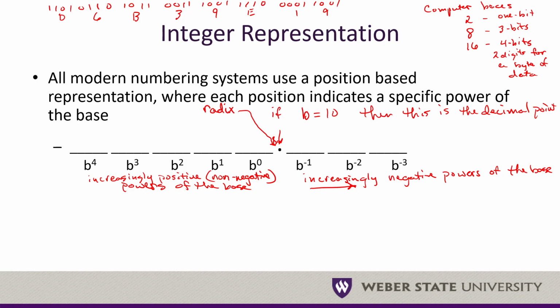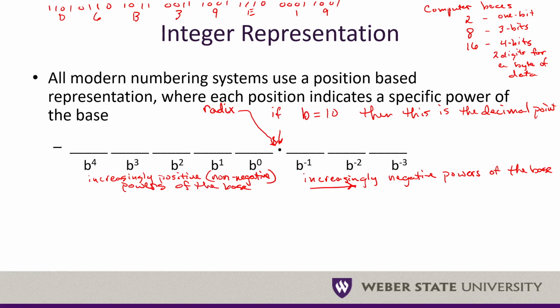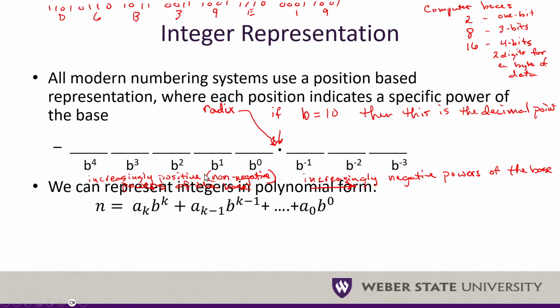Well, because of the notation that we use, it becomes very easy to represent these as polynomials. And this is actually part of your reading. Any integer can be represented, actually any number can be represented this way. It says that we usually reserve this for integers. We represent it as a polynomial.